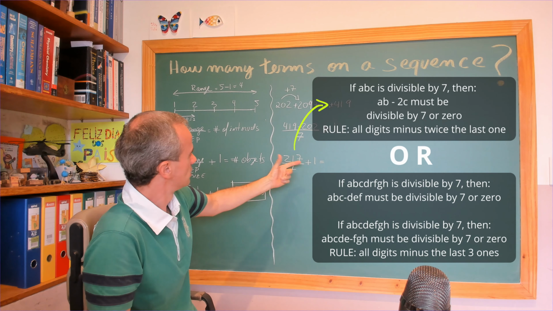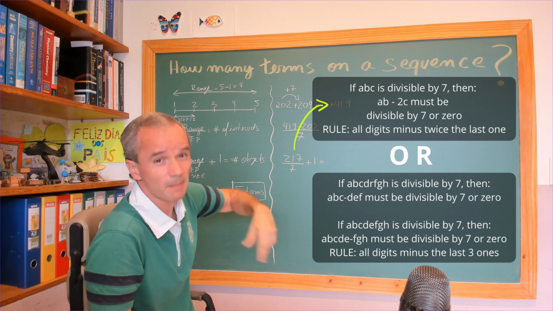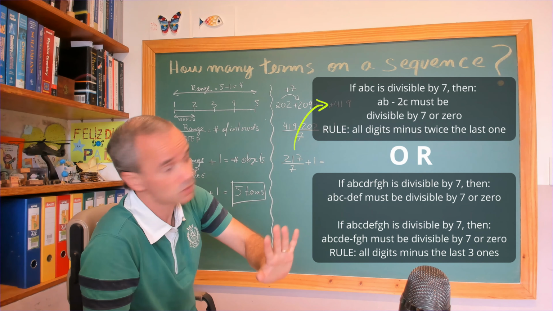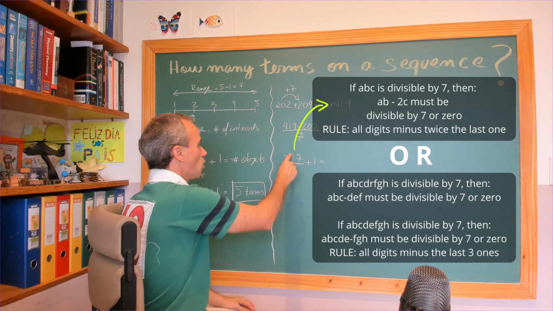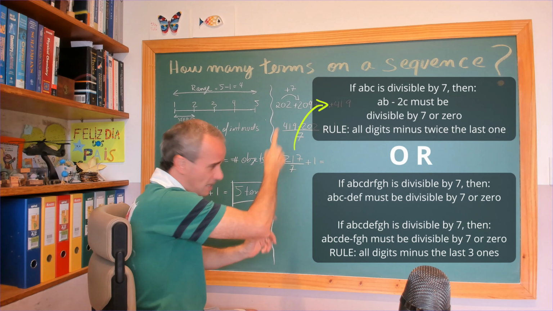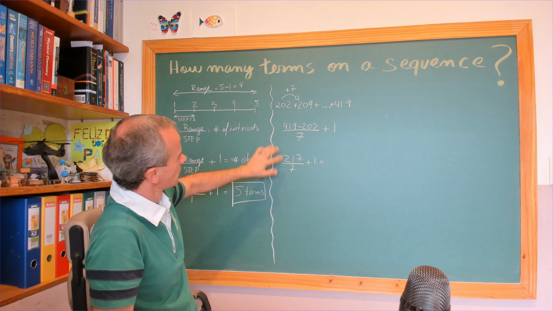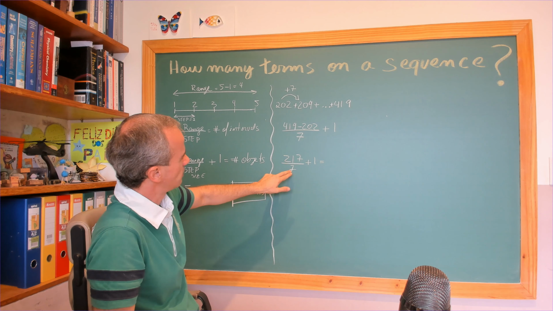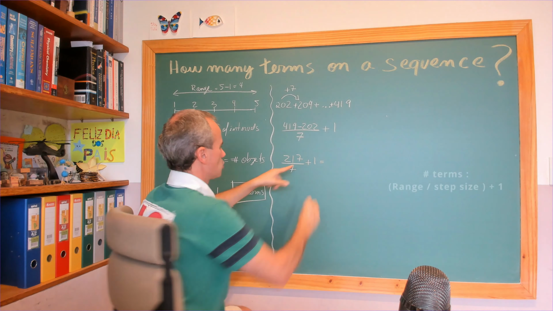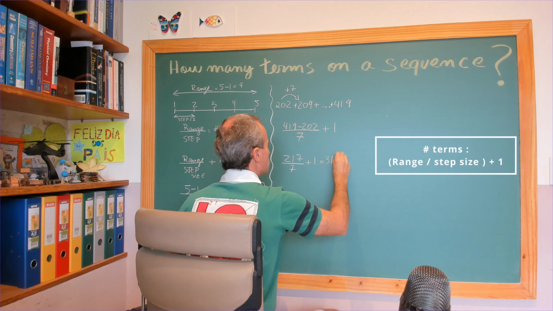If this difference, 21 minus 14, is a multiple of 7, or if it's 0, it's going to be divisible by 7. Well, 21 minus 14 is 7. Yes, it is a multiple. And how can you do this? I'm going to do 210 divided by 7, which is 30, plus 1. So it's going to be 31. So 31 terms.